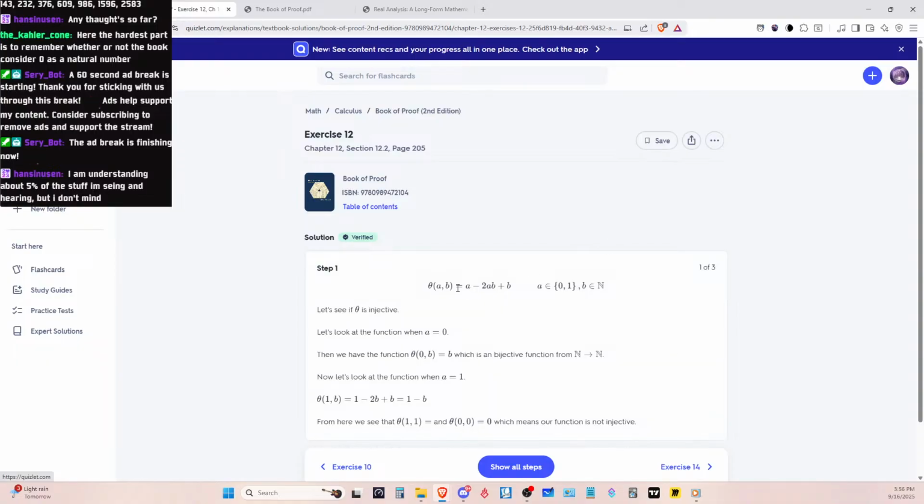I'm understanding about 5% of the stuff that I'm seeing and hearing, but I don't mind. It's okay. It's mainly math proofs. It's an introduction to math proofs, so it's okay if you don't understand some of it. Since you're from Norway, I'm guessing your math education is much more advanced than the American system. For me, I'm just learning math on my own, and learning math proofs is a different type of mathematical muscle, and I'm still not used to it.